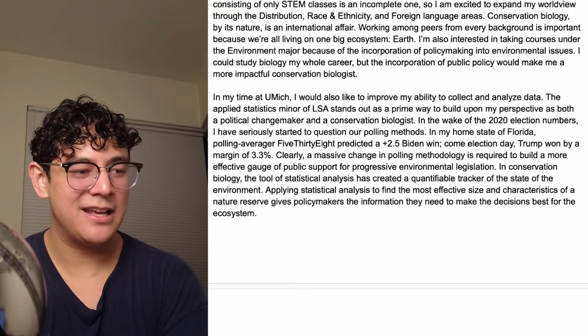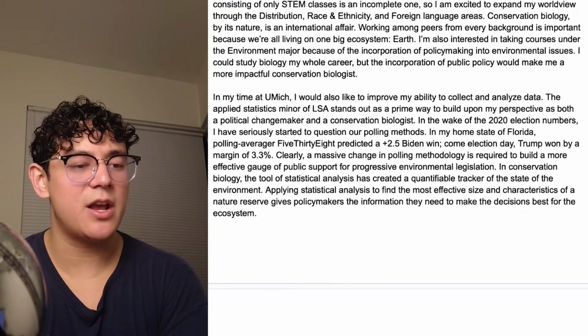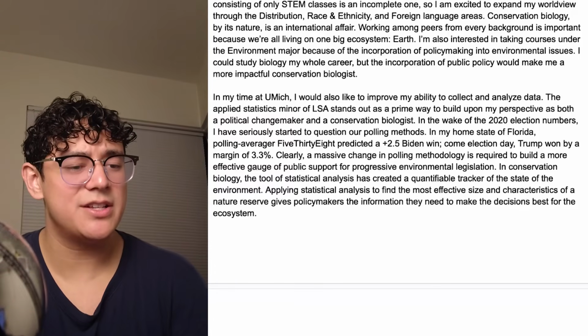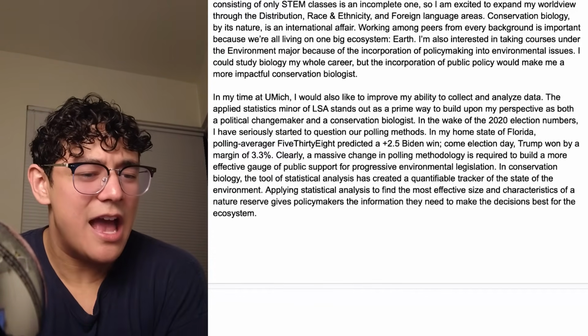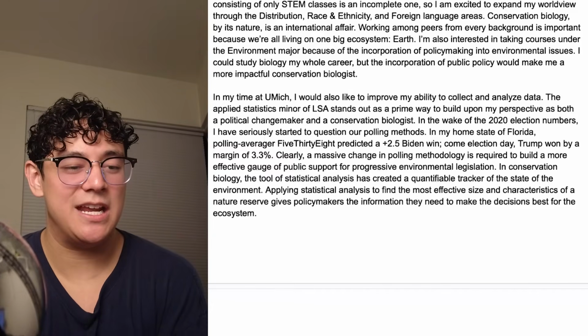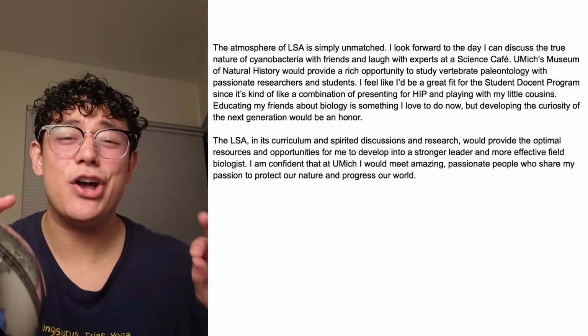environmental legislation. In conservation biology, the tool of statistical analysis has created a quantifiable tracker of the state of the environment. Applying statistical analysis to find the most effective size and characteristics of a nature reserve gives policymakers the information they need to make the decisions best for the ecosystem. The atmosphere of LSA is simply unmatched.